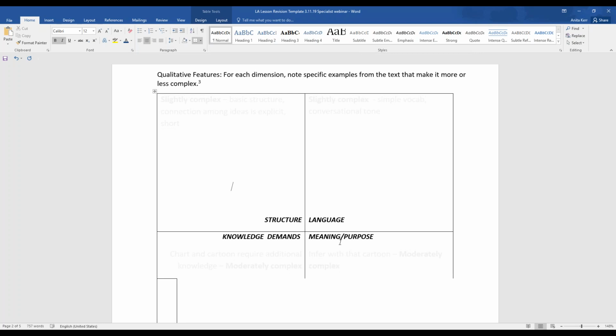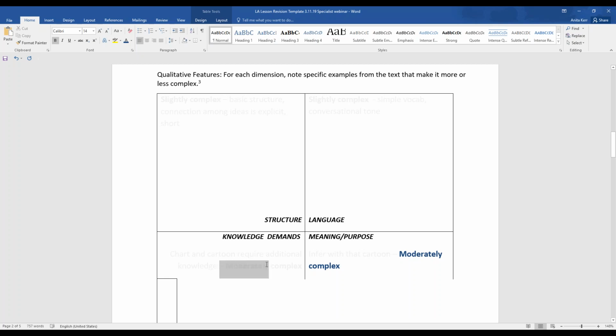Nancy says possibly meaning and purpose. I would agree with you, Nancy. I'd be curious which ones you mean. Shannon's backing you up on that. I agree with you guys completely. I rated that also as moderately complex.